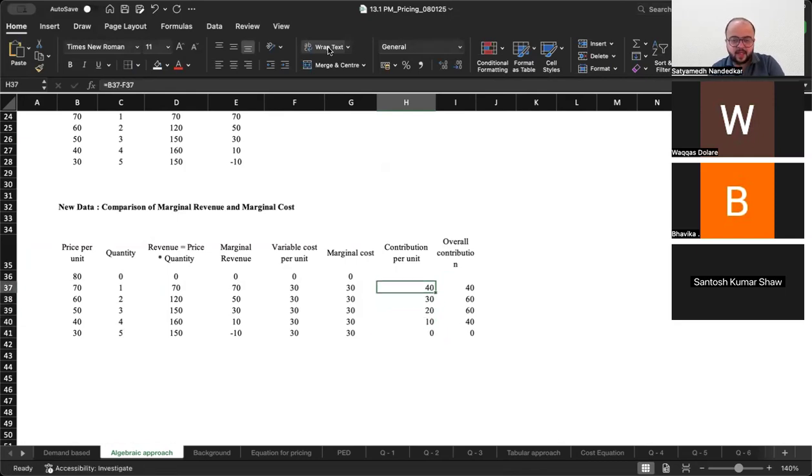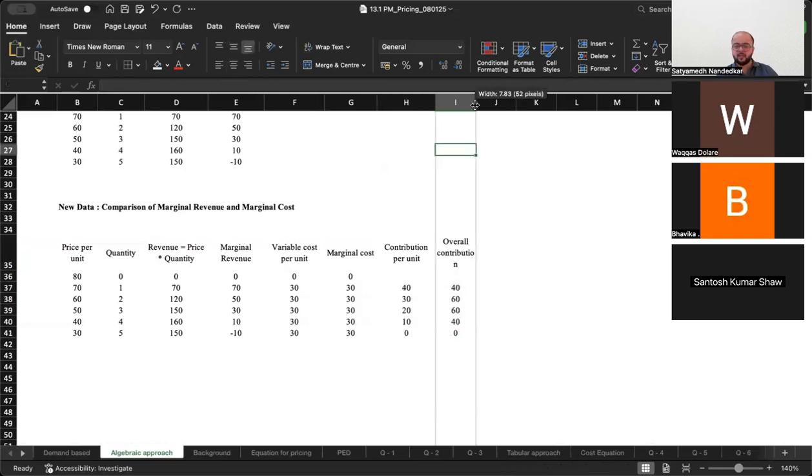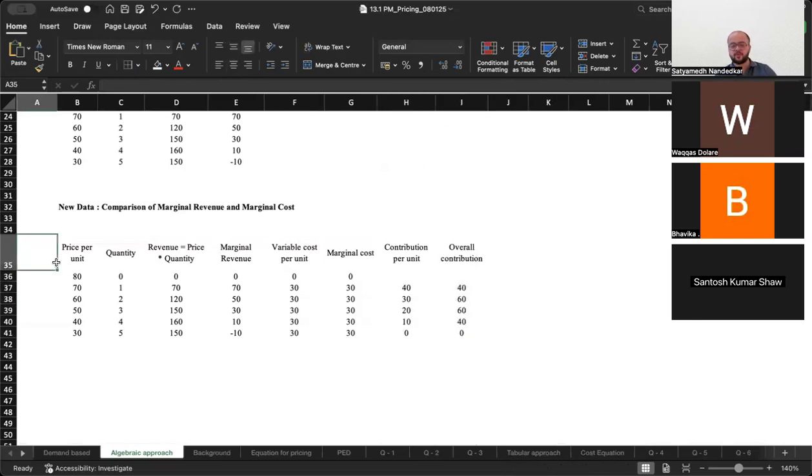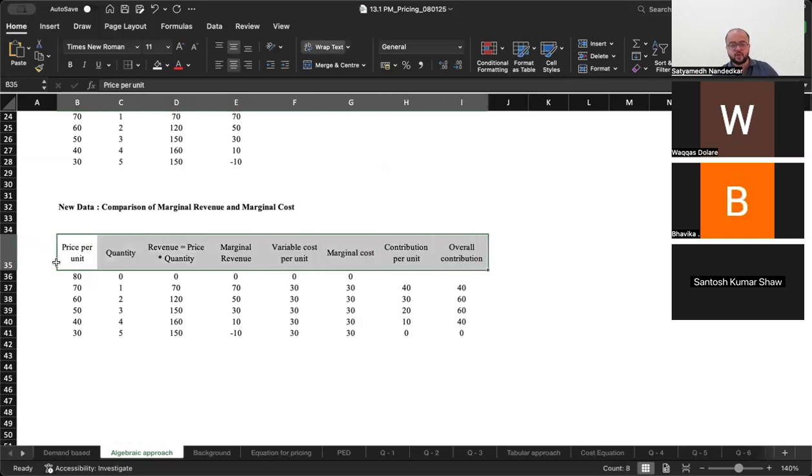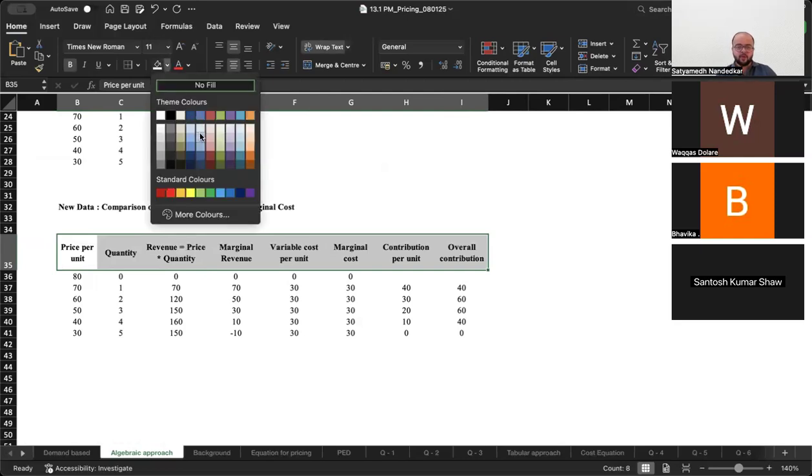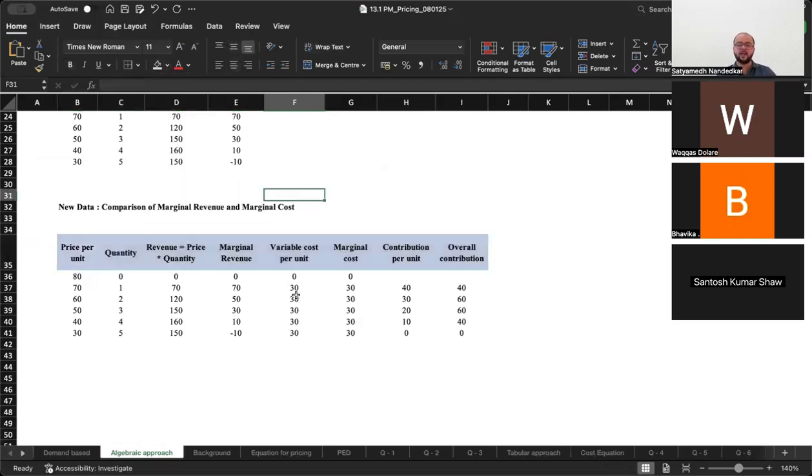As my selling price is declining, my variable cost has remained the same. What is the direct implication? My contribution per unit falls. And when my contribution per unit falls, naturally my overall contribution will fall. So the point I'm trying to make is that there is a relationship you can establish between the selling price, the variable cost, and the contribution. If the selling price declines, the contribution per unit also declines.